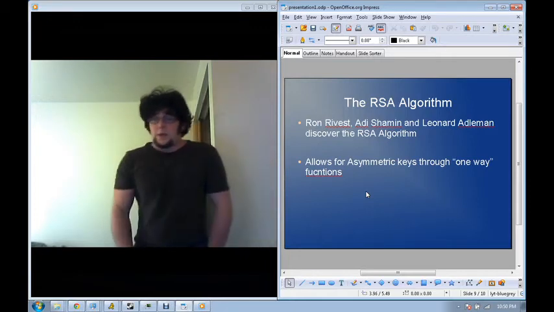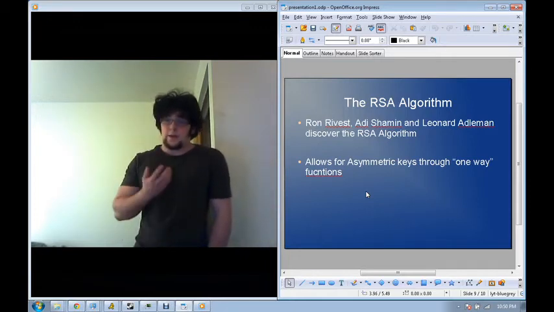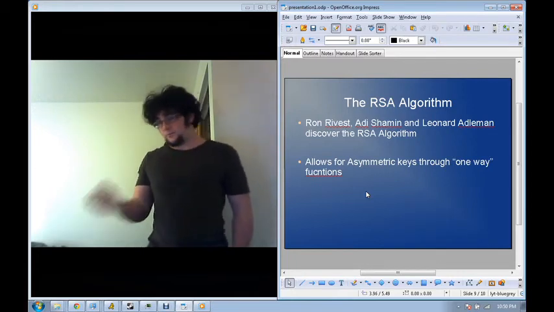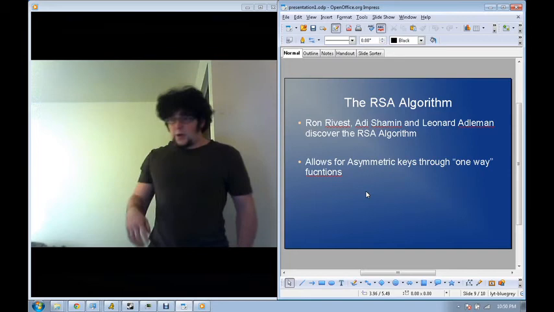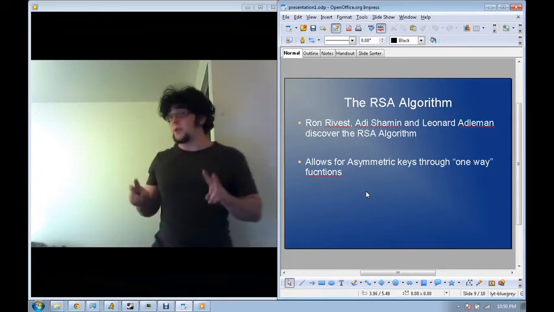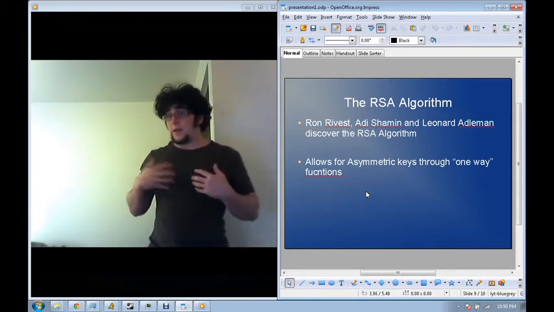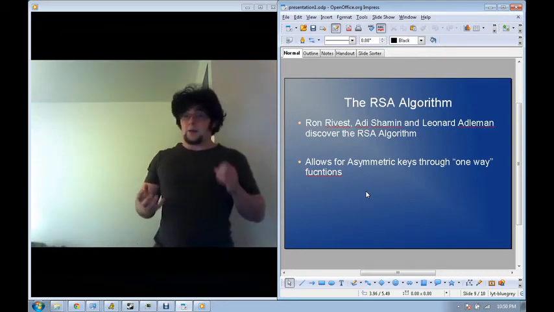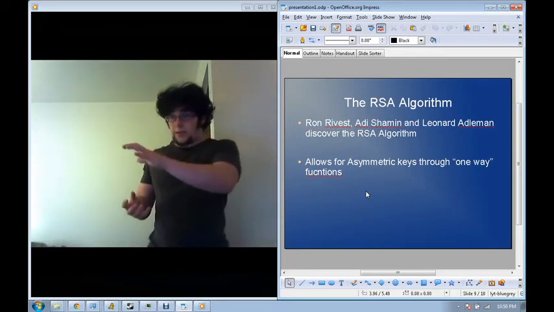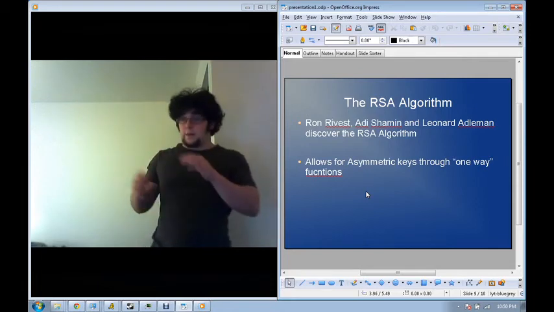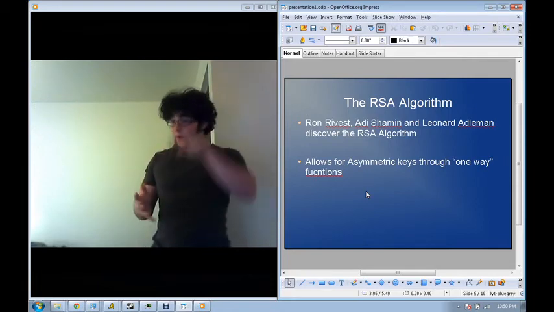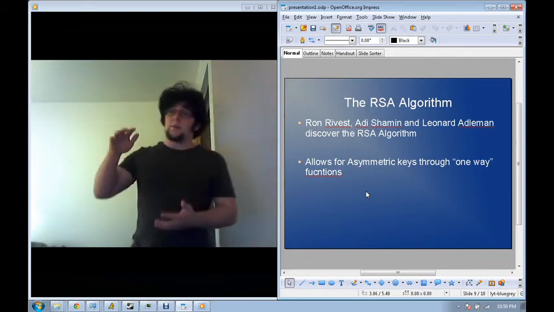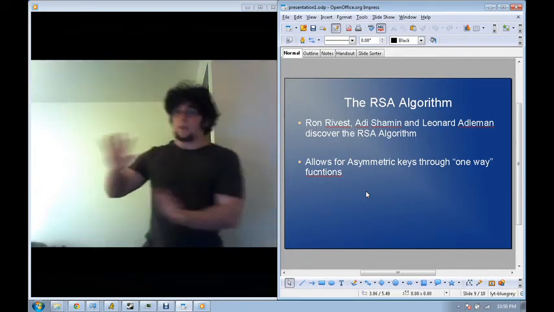Now, the way asymmetric keys work is, let's say I want to send a message to my friend Artem. We each have two keys, a public key and a private key. So I take my message and I encrypt it with Artem's public key. And then I take that encrypted message and also encrypt it on top of that with my private key. So now I take this doubly encrypted message and I send it to Artem.